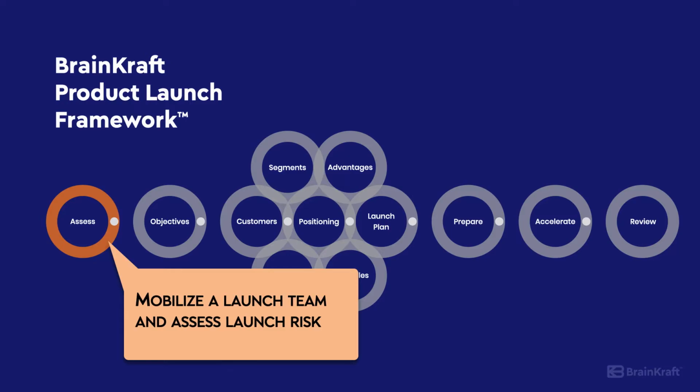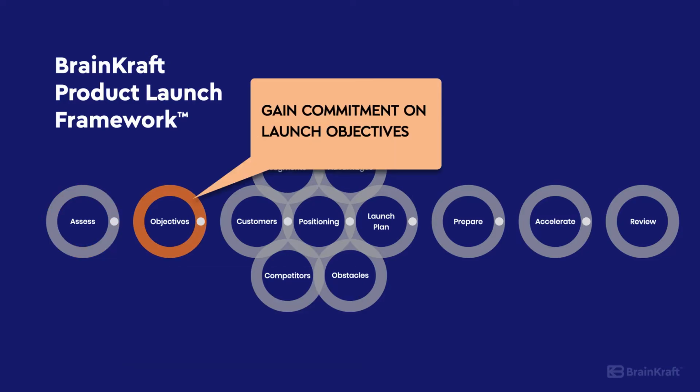The Assess donut starts the launch planning activities. You do things like appointing a launch director and mobilizing a launch team, determining launch expectations, and assessing launch risk. Now, that information from the Assess donut helps inform launch objectives in the Objectives donut. A product launch will never be successful if success itself can't be defined.